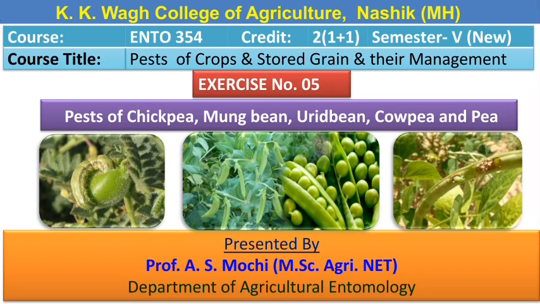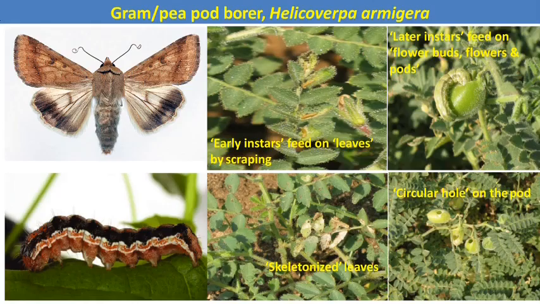Today we are going to learn about exercise number 5 of course ENTO 354 for the 5th semester, and the course title is Pest of Crops, Store Grain and Their Management. Exercise number 5 includes the pests of chickpea, mung bean, urad bean, cowpea and pea. So let us see them one by one.